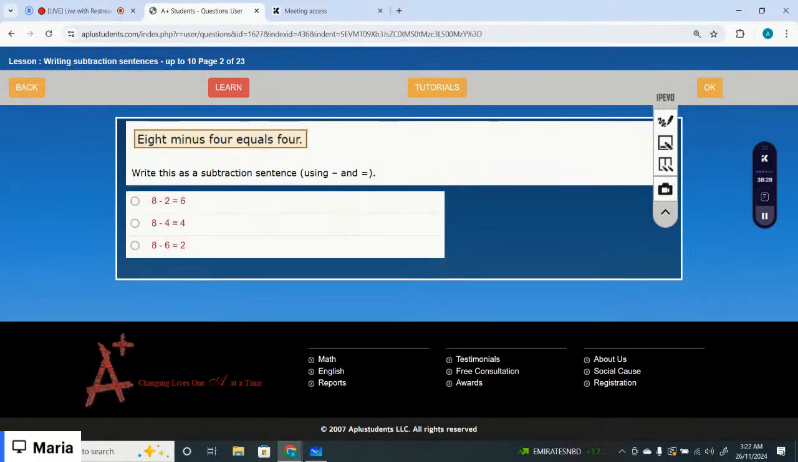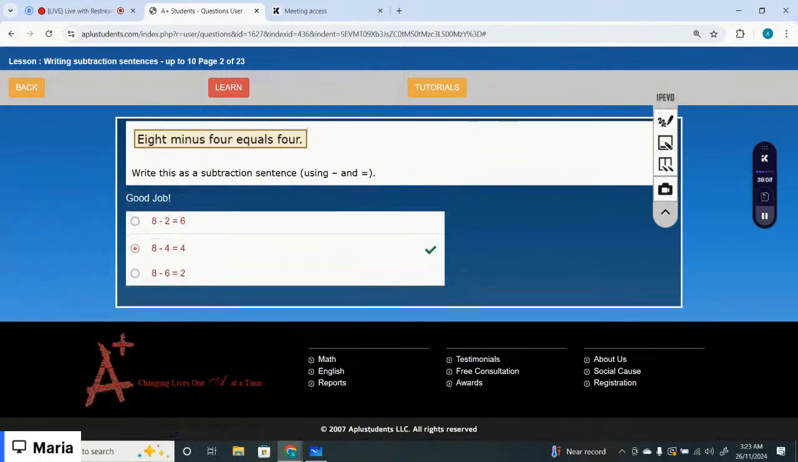8 minus 4 equals 4, which is the correct option. That is option number 2 is the correct option. 8 minus 4 equals 4. Option number 2 is the correct option.